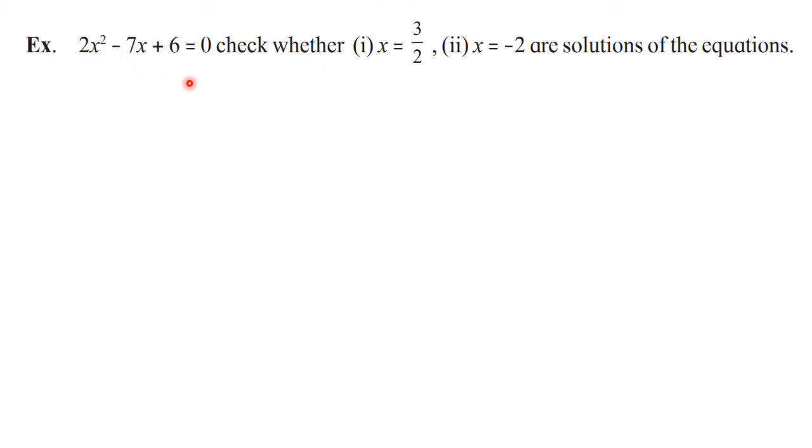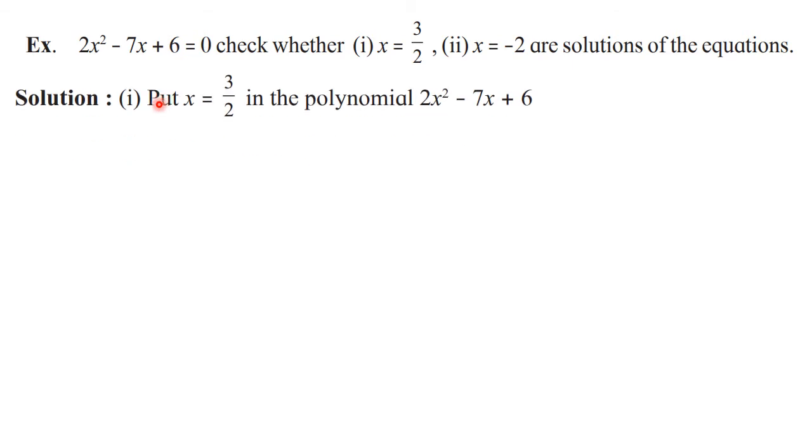See, in the beginning you cannot write down the equation and put the values. If they tell you that it's a root, then you can put the value. But whenever the words check whether, determine whether come, you have to solve only LHS and compare with RHS. Okay, so let us see how to solve it.